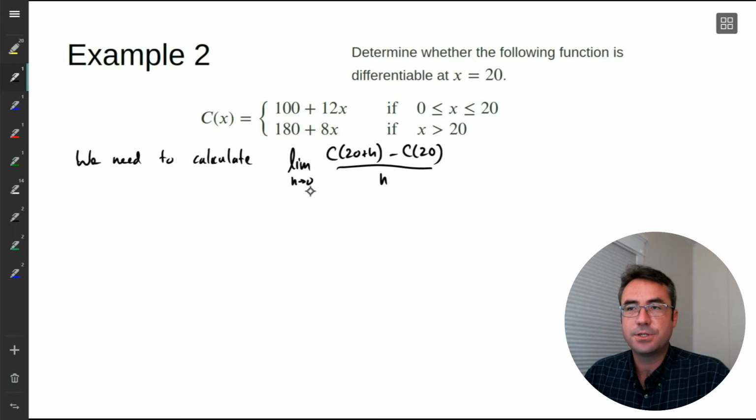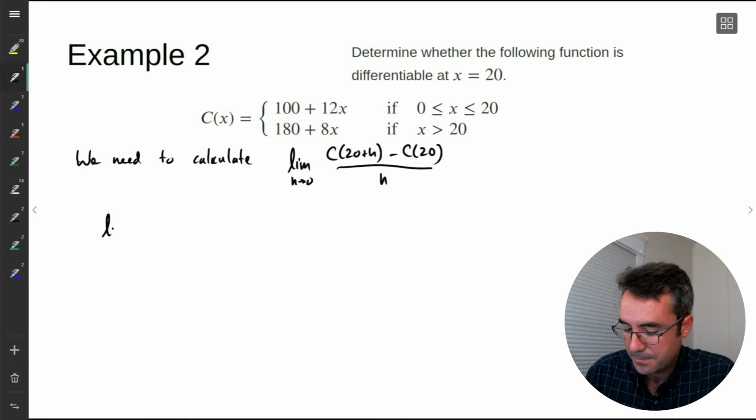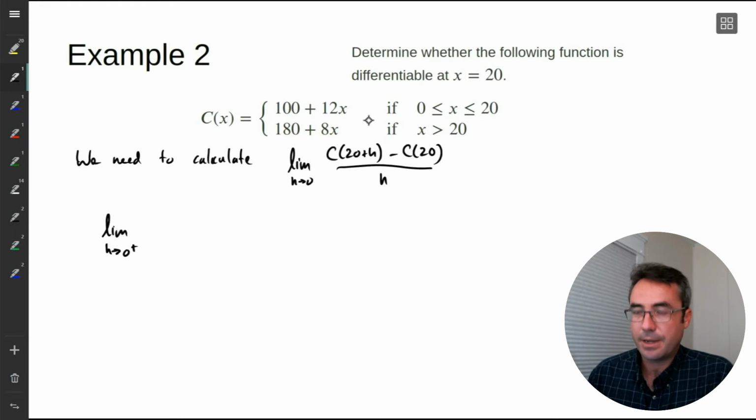All right, so as h goes to 0, we know we have this 20 plus h that we're plugging in, and we know that our function splits up right at x equals 20. So it breaks into pieces there. So in order to calculate this limit, we have to look at the left and the right side limits. So we have to do the limit as h goes to 0 from the right and the limit as h goes to 0 from the left. So let's start with h going to 0 from the right. And we're going to calculate this.